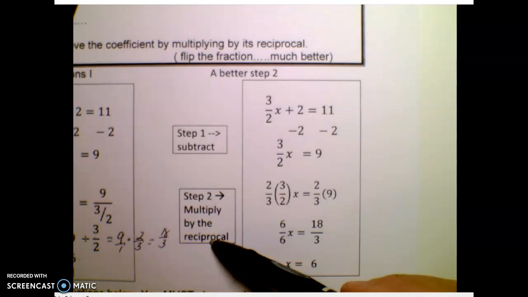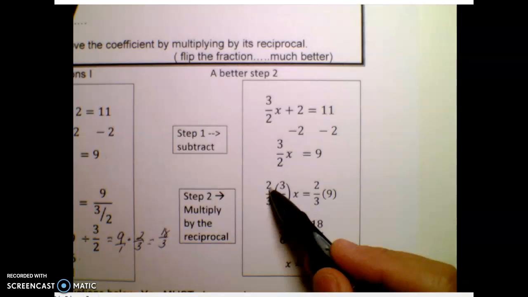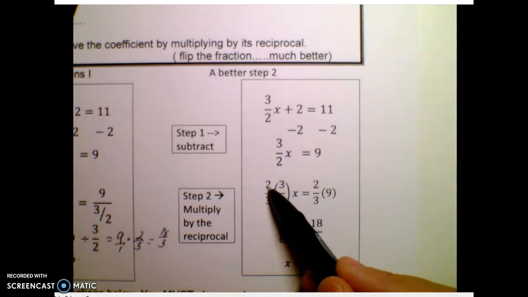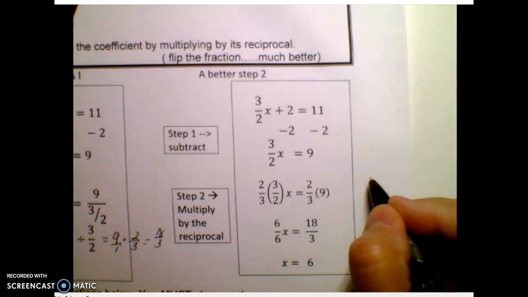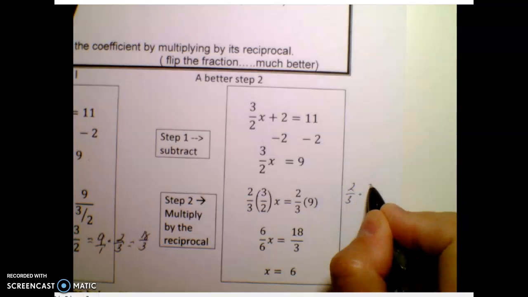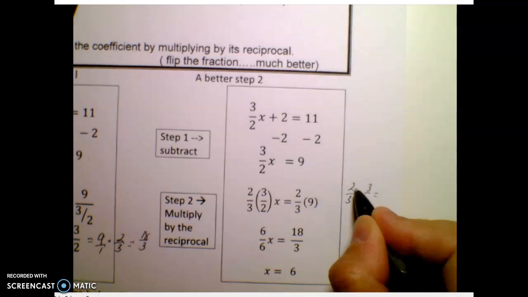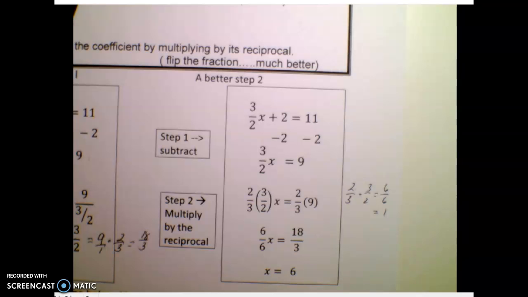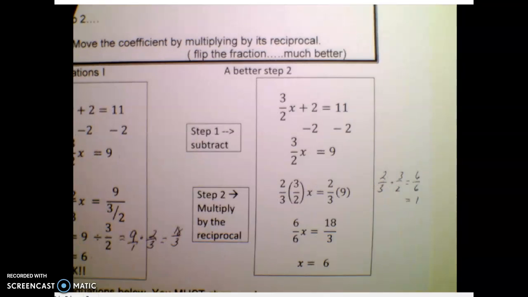Then I'm going to do this step 2, multiply by the reciprocal. So instead of dividing, I'm going to multiply. I multiply by the number and I flip it upside down. So this is 3 over 2, this is 2 over 3. Notice what happens when I do that over to the side. 2 over 3 times 3 over 2 equals 6 over 6. But what's 6 over 6? It's equal to 1. So that's your way of getting rid of that fraction on that side.